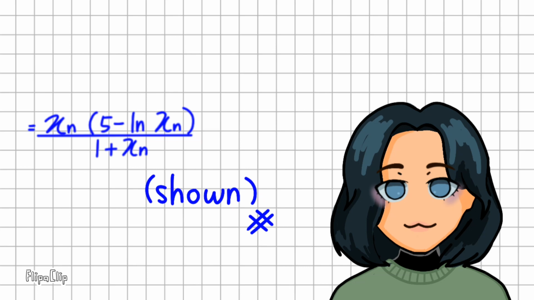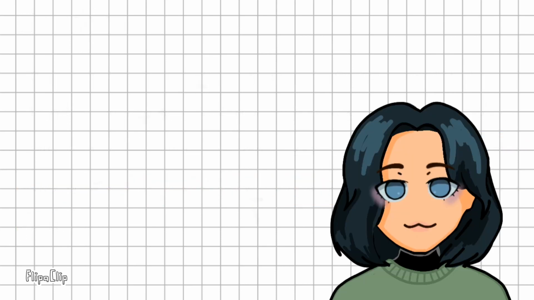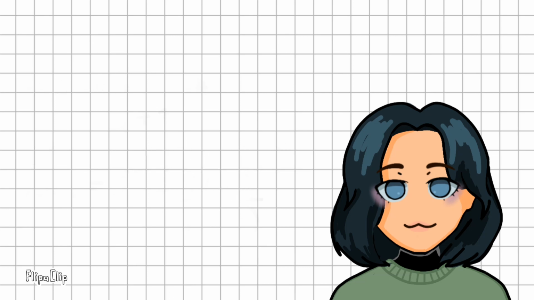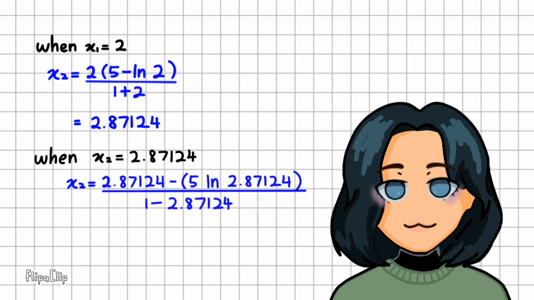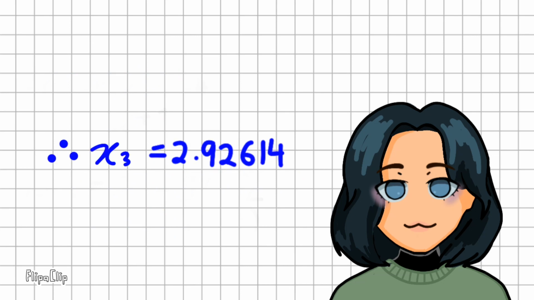Last but not least, hence, if the initial value is x1 equals 2, calculate the root correct to 3 decimal places. Since we already have our initial value and the iterative equation, we only need to insert our initial value into the equation, then repeat this process as required. In conclusion, our root is x equals 2.926.